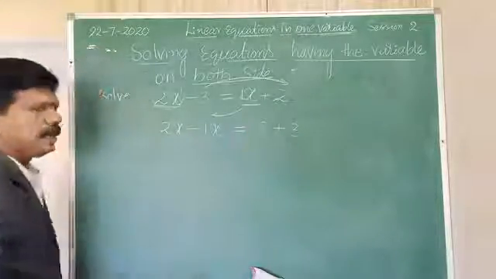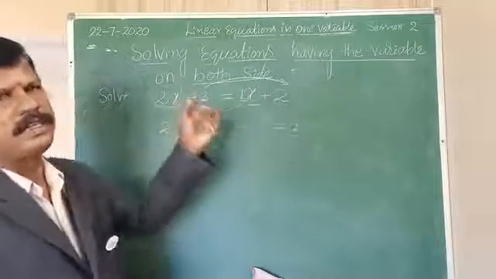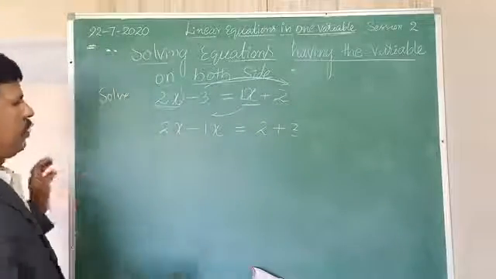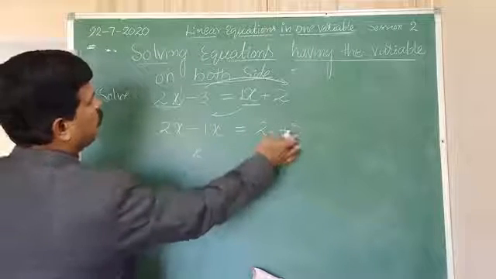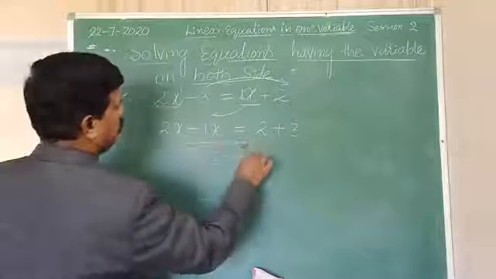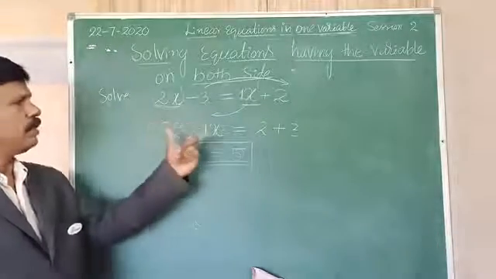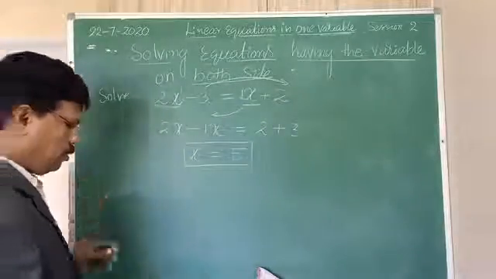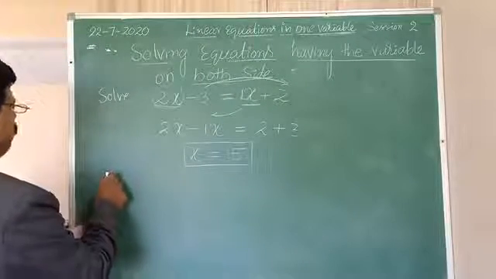And one important thing is, when you are shifting one term from the left hand side to the right hand side, or right hand side to the left hand side, it changes its sign. Now 2x minus 1x is 1x equals 2 plus 3 is 5. So this is the solution. This is one simple example in which you have variables on both sides. Now let us take one more example. Clear this. Now question number 2.